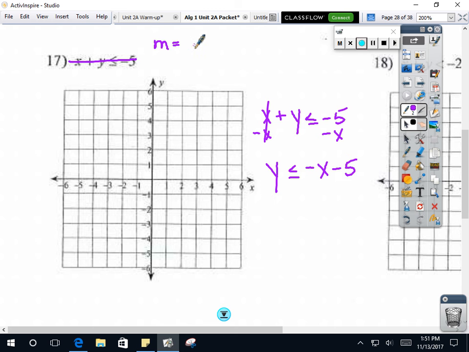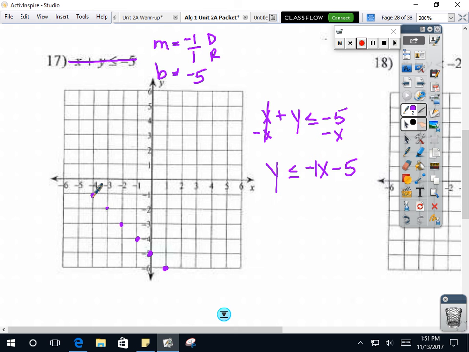What is the slope? Negative 1 over 1, because isn't that an understood 1? What is the y-intercept? Okay, so you start by plotting your y-intercept to negative 5, and then from there you'll go down 1, right 1. Or you could have gone up 1, left 1.